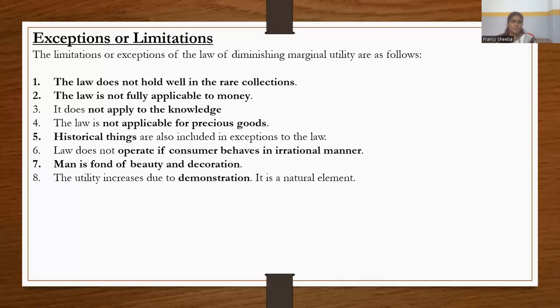7. Man is fond of beauty and decoration. He gets more satisfaction by getting the above merits of the commodities. 8. If a dress comes in fashion, its utility goes up. On the other hand, its utility goes down if it goes out of fashion. 9. The utility increases due to demonstration. It is a natural element.